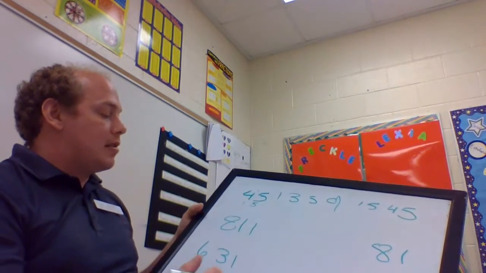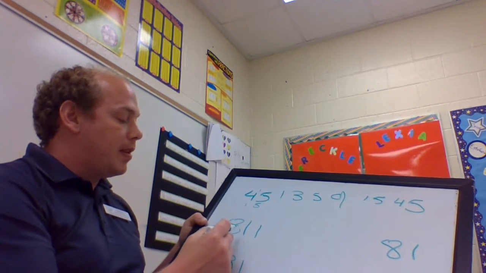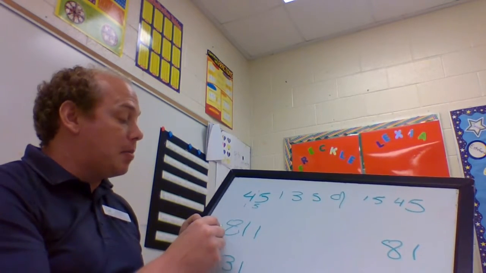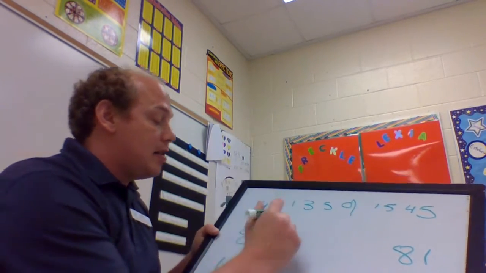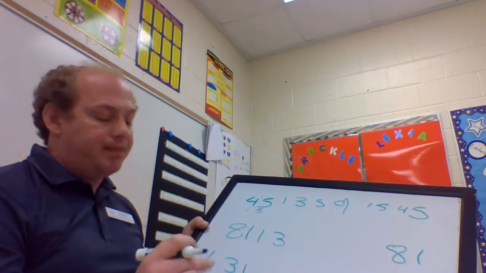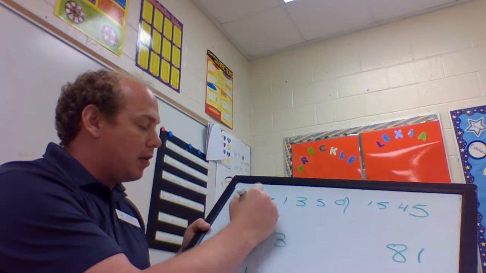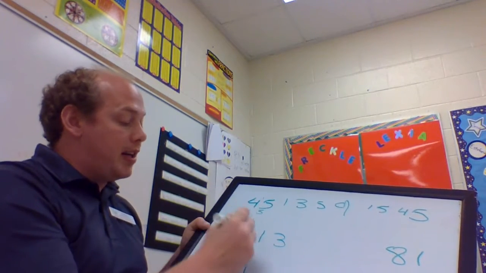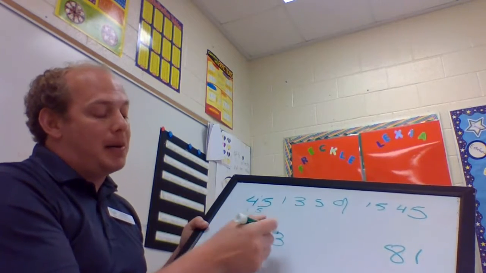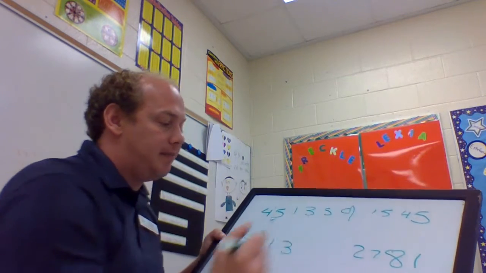Okay, so now 81 can't be divided by 2. It can be divided by 3 because, like I said, if you add these numbers, 8 plus 1 is 9. So 81 divided by 3 is what? Well, 3 goes into 8 twice. We have 2 left over. So 3 goes into 21 7 times. So 81 divided by 3 is 27. So we're going to put our 27 at the end.